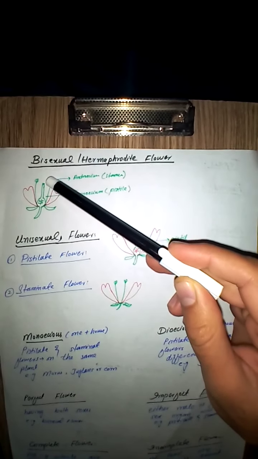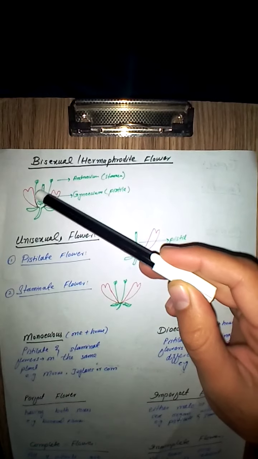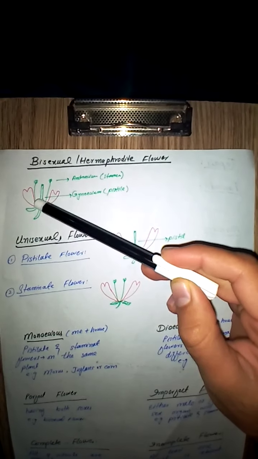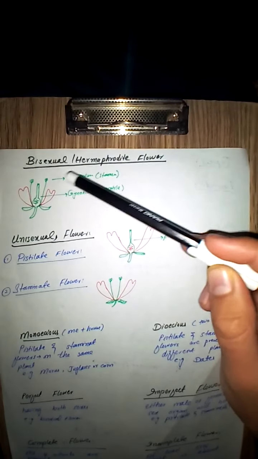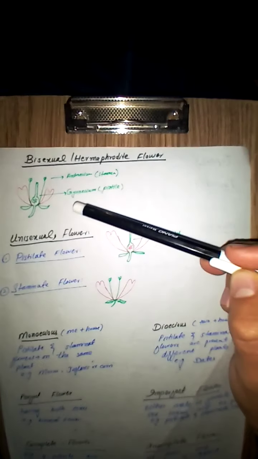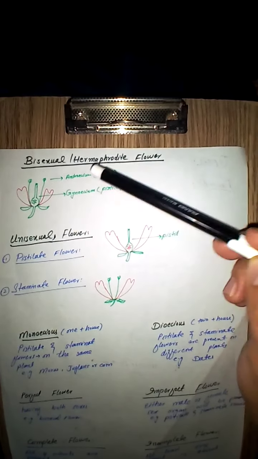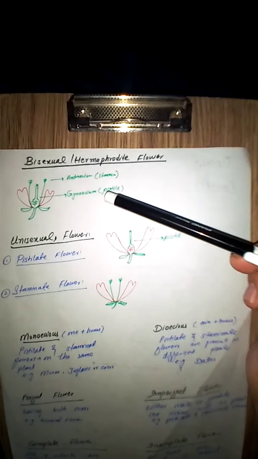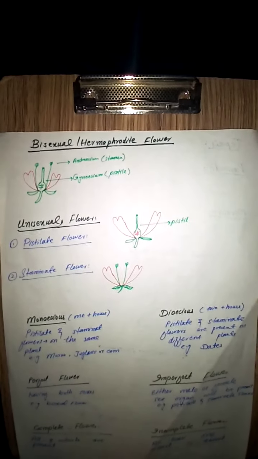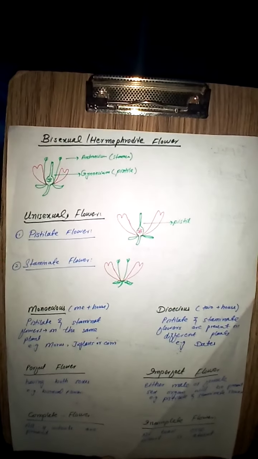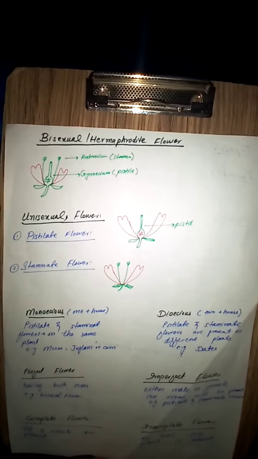Here is the male sex organ. Here is the female sex organ. So, such a flower consists of Androecium as well as Gynoecium, or stamens as well as pistils. They are present in the same flower. The other term in flower is unisexual flower.